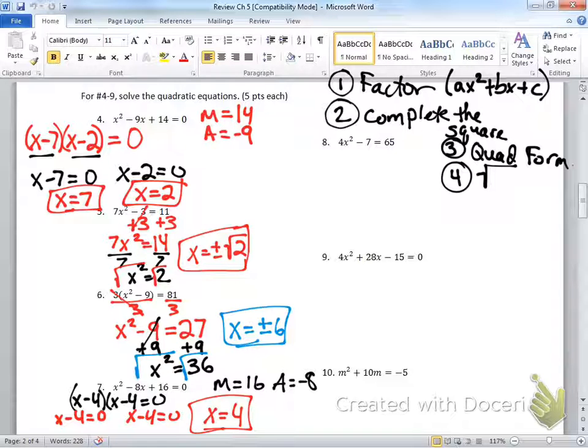Number 8. Ideas? Add 7. We're doing number 8. So on number 8, there's only an x squared term. There's no x term. That's where I would get everything away from the x squared and take the square root. So what is that? 72?